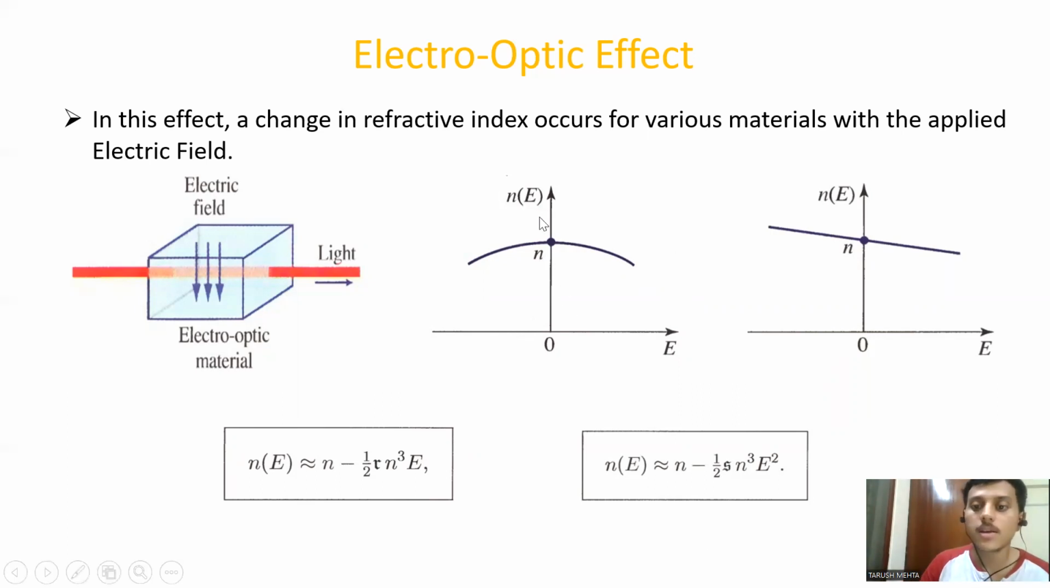This refractive index can either vary linearly with the applied electric field or in a quadratic fashion with the applied electric field. This linear variation of the refractive index with the applied electric field is called the Pockels effect, and the materials which show this quadratic variation of the refractive index with the applied electric field, that effect is called the Kerr effect.